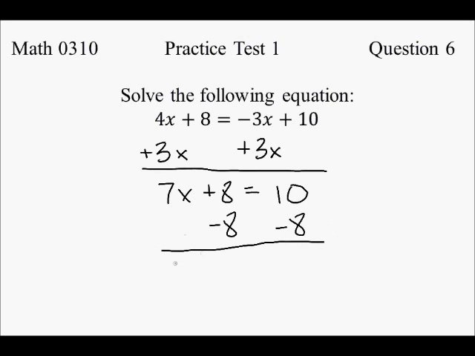So here we get 7x left by itself, and 10 minus 8 gives us 2. Now we just want x, or 1x, so 7x is 7 times x. The opposite of times 7 is divide by 7, so we can get rid of that by dividing both sides by 7. We can see 7 over 7 is going to give us 1x, so that's going to leave us with x equals 2 over 7, and that is answer choice E for this one.